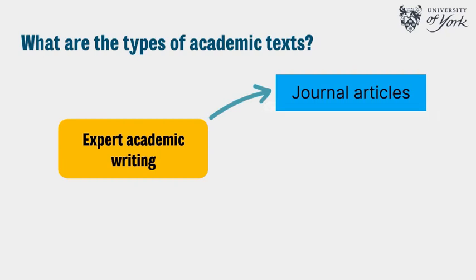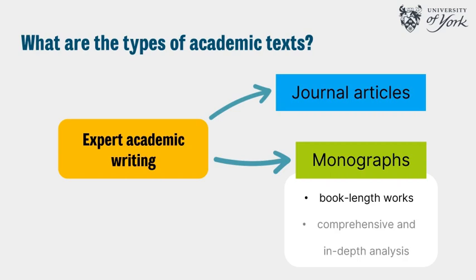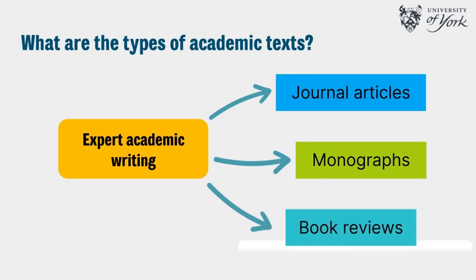Another form of expert academic writing are monographs. These are book-length academic works that focus on a single topic or subject. They provide a comprehensive and in-depth analysis of a particular topic. Book reviews are also a piece of expert academic work that critically evaluates another scholar's book or work.